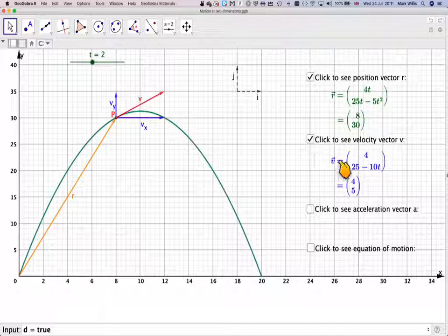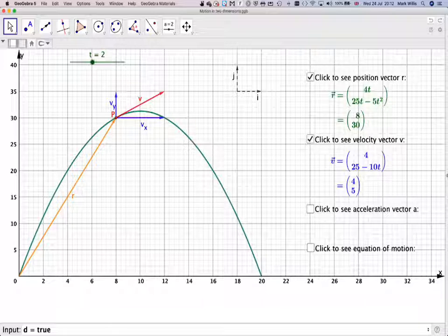If we put t as 2 in here, you can see we're going to get 5. This component is always going to be a constant. This one is going to change. Physically, the reason it changes is that gravity is acting on it and it's going to slow this ball down. We'll look at that when we look at the acceleration.